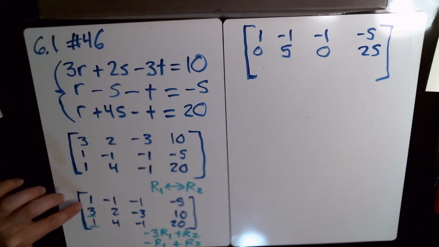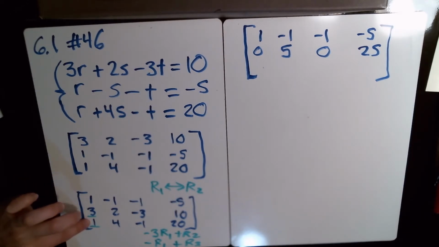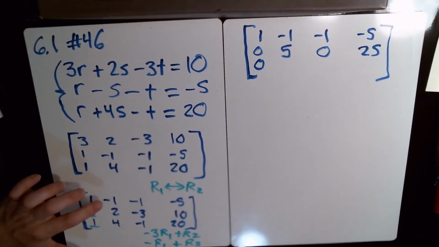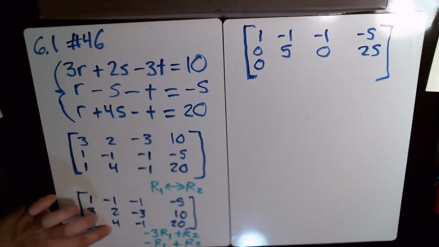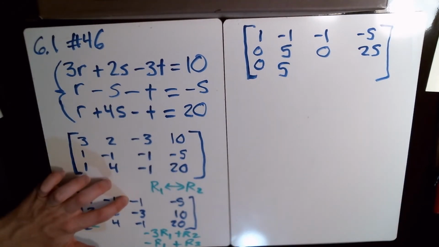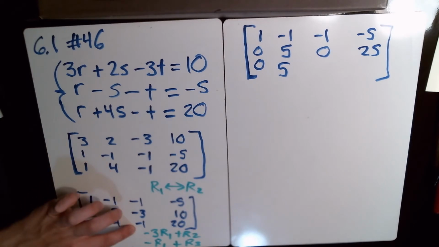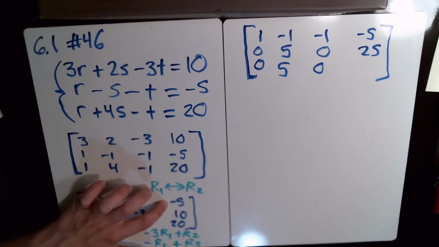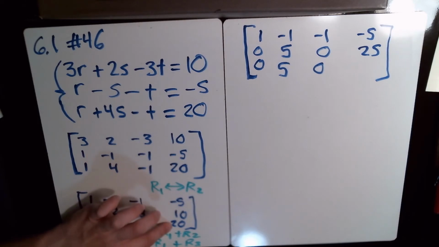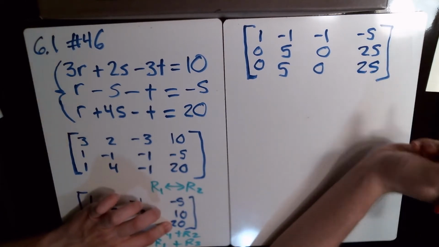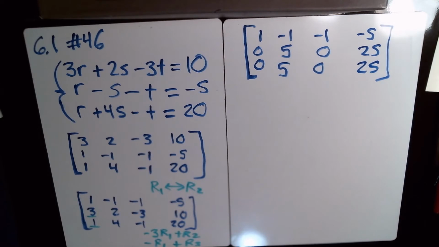And then we'll do negative row 1 plus row 3. So -1 plus 1 is 0. -1 is 1. Plus 4 is 5. -1 is +1 plus -1 is 0. And then -5 is +5 plus 20 is 25.